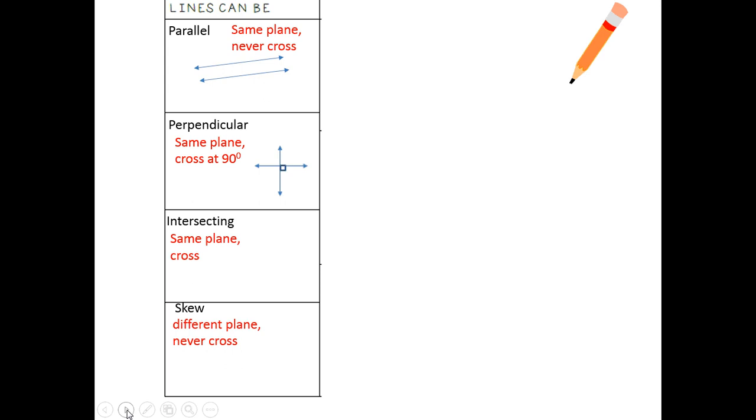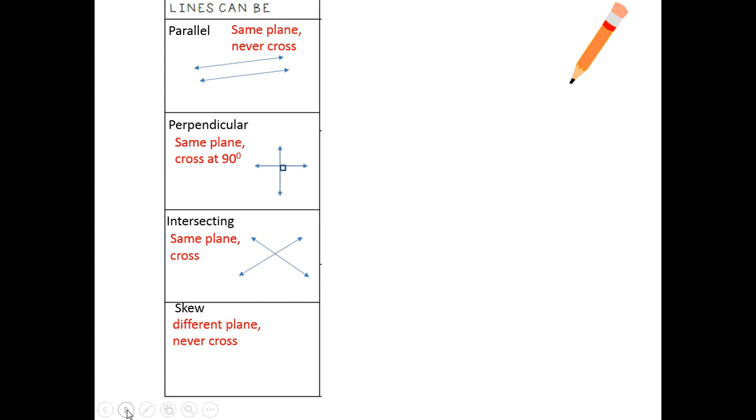Now, if they don't make 90 degrees there when they cross, then we call them intersecting lines. They are still in the same plane and they cross, but there's nothing special about that angle that they make when they cross there, okay? It could be 100 degrees, it could be 72 degrees, who knows? As long as they're not making 90, we just call them intersecting.